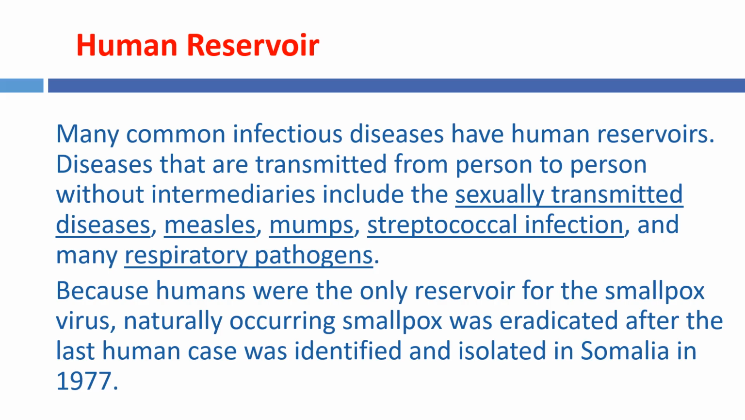Human reservoir. Many common infectious diseases have human reservoirs. Diseases that are transmitted from person to person without intermediaries include the sexually transmitted diseases, measles, mumps, streptococcal infection, and many respiratory pathogens. Because humans were the only reservoir for the smallpox virus, for example, naturally occurring smallpox was eradicated after the last human case was identified and isolated.